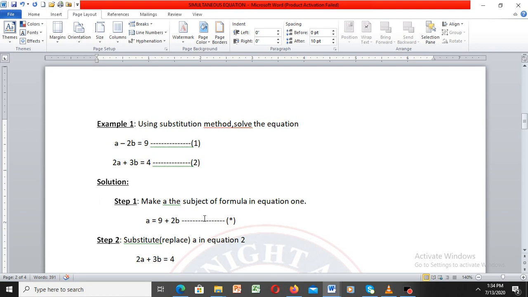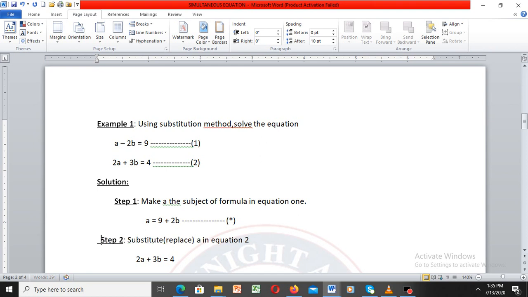Now, in the solution, we have just 3 steps. The first step in this method, substitution method, is to make a the subject of formula in equation 1. And so in equation 1, a minus 2b is equal to 9. You make a the subject, that is, you allow a to stand alone. So you carry 2b to the other side. So if we do that, we have a is equal to 9 plus 2b. You can see minus 2b on the left hand side, but when it crosses to the right hand side, it becomes a plus. Take note of that.